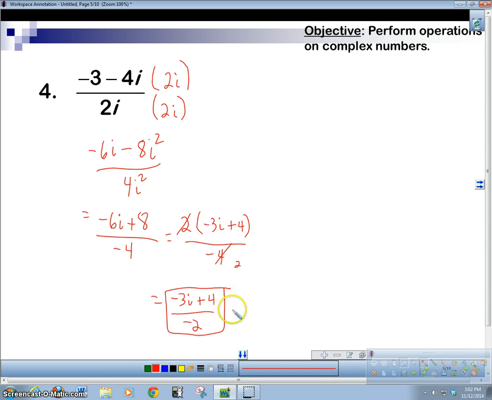Oh, you know what? I probably don't want to write it that way. I'm probably going to want to write it 4 over negative 2, which is negative 2, and negative 3 over negative 2, which is 3 halves. All right, so this is really the way I want to write it. That's why it may be a little bit more difficult than the one before, because I want to make sure that I write it the correct way, and that my real part is first, and then my imaginary part is next.